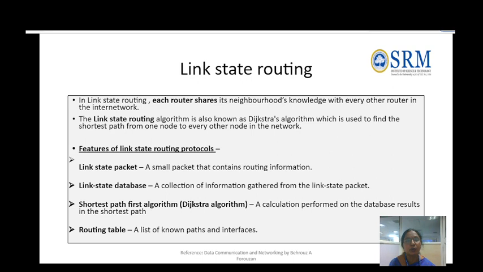What are the features we are going to see about the link state routing protocol? Link state packet, the smallest packet which contains the routing information. Link state database, a collection of information gathered from the link state packets. Then the shortest path algorithm, which is the Dijkstra algorithm, a calculation performed on the database that results in the shortest path. And then the routing table, the list of all the paths noted between each node, and the interfaces. Everything will be there in the routing table.